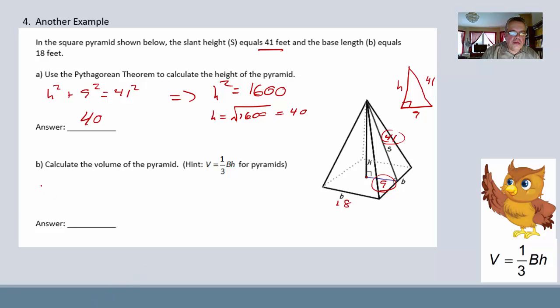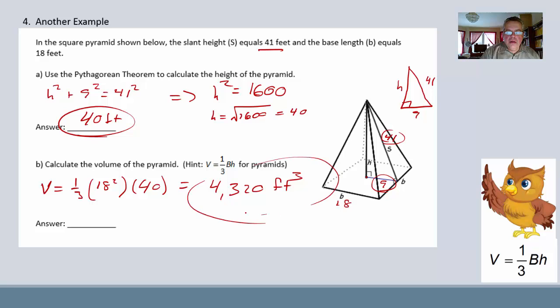Okay, calculate the volume. Volume is 1/3 the area of the base. The base is 18 by 18. So this is 18 squared times the height, which is 40. We do the multiplication, and I got 4,320 cubic feet. Wow, so this height was 40 feet. That's it. Now, that was pretty quick, but that's all there is to the pyramids.